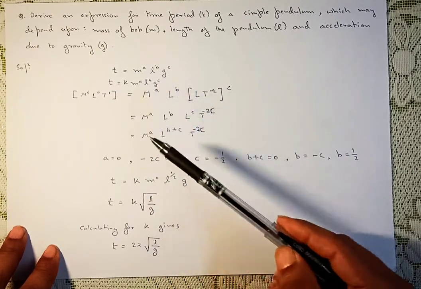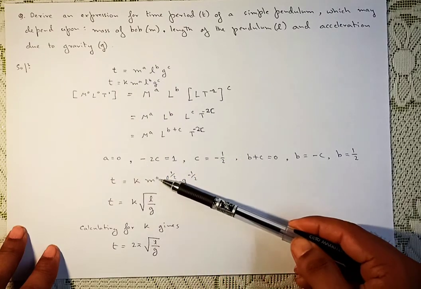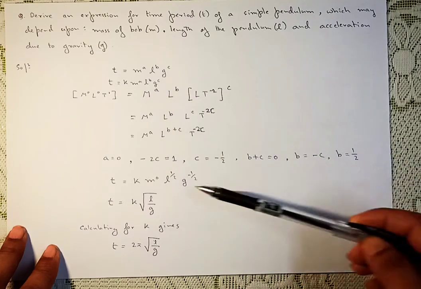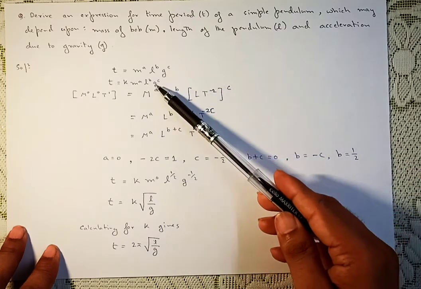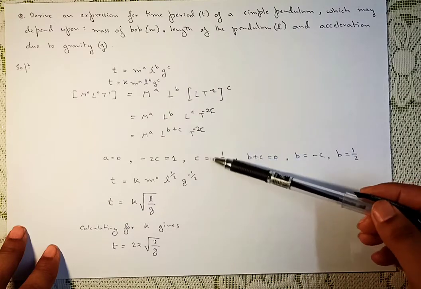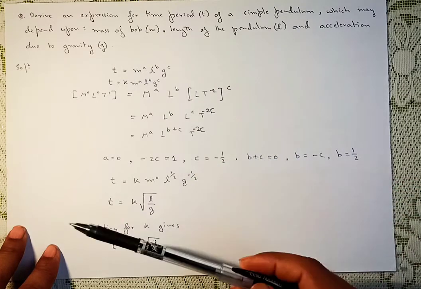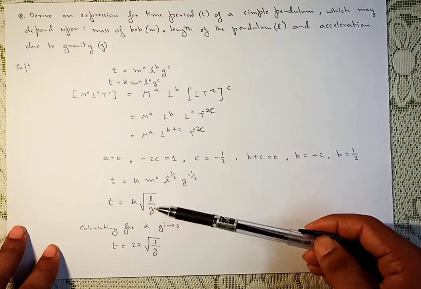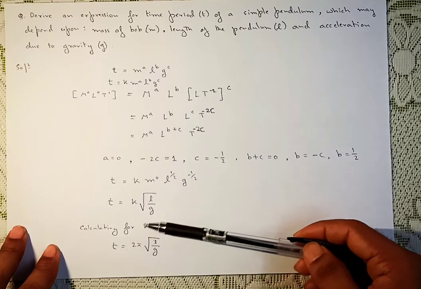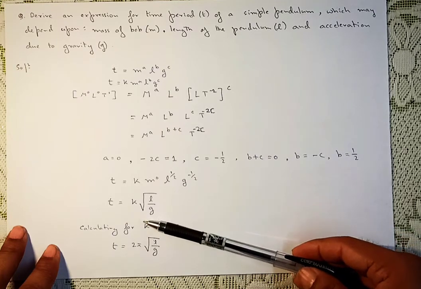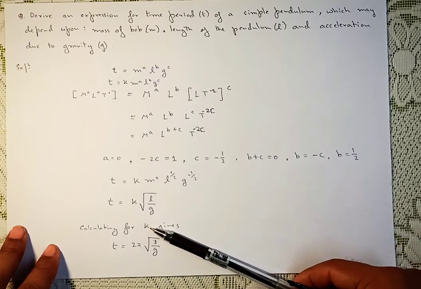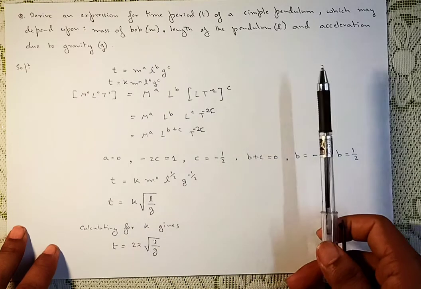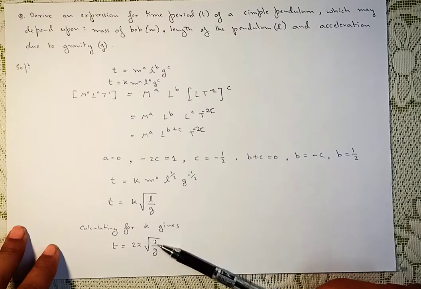M is what? a has the power of 0, therefore M is to the power 0. L has the power b, which is 1 by 2. g has the power c. c is how much? Minus 1 by 2. Therefore, the time period formula can be written as T is equal to K root over L divided by g. On calculating for g, which is the dimensional constant here, K is nothing but 2 pi. Therefore, the formula for the time period of oscillation of a simple pendulum is T is equal to 2 pi root over L divided by g.